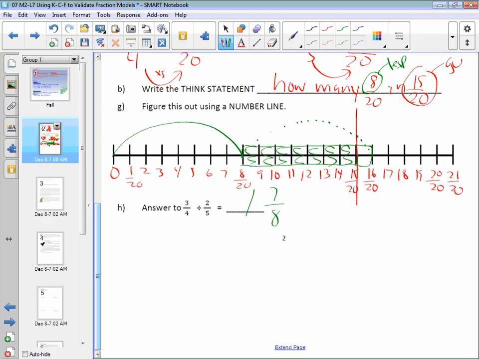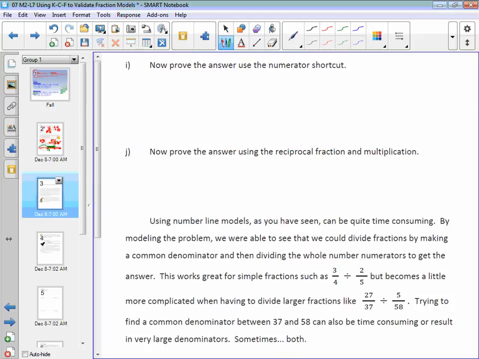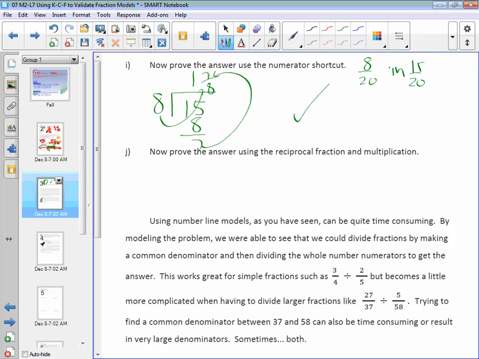I want you to prove it using the numerator shortcut. Well, we already have our 2 like denominators: how many 8/20ths in 15/20ths? So now all we're going to do is 8 into 15. Figure out how much that is. Alright, so 8 goes into 15 how many times? Absolutely once. How many left over? That's my numerator. This is my denominator. 1 7/8. Good. Much shorter. Shortest is reciprocal fractions.